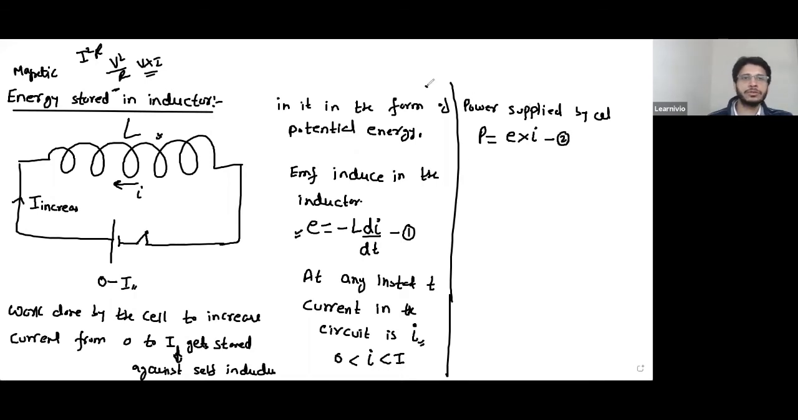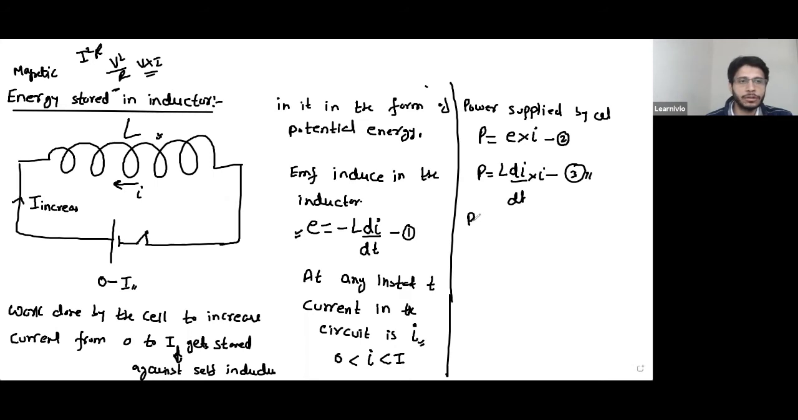This is the power. So if I substitute the value of E here, and in fact I'm using just the magnitude of E, this negative sign will give the direction. I need just the magnitude of E. If I substitute the magnitude, it comes out to be power is L di over dt into i. That's equation number 3. So this is the energy per unit time supplied by the cell when this current i is flowing through the circuit.